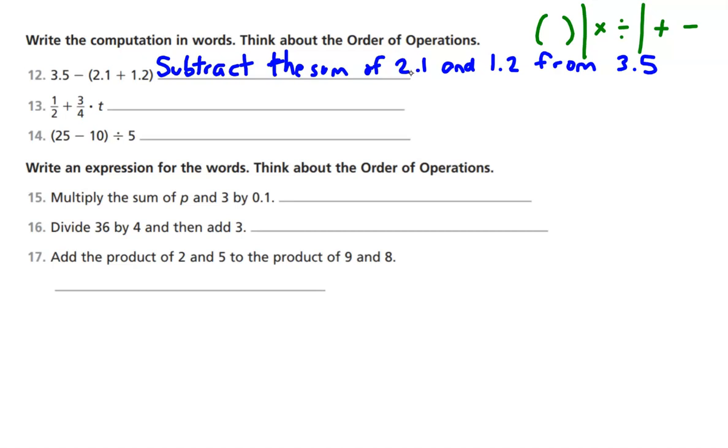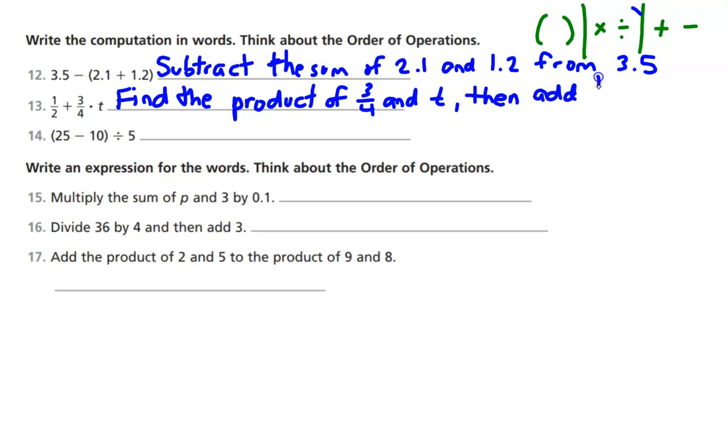Okay, so on number 13, it says 1/2 plus 3/4 times t. Well, this one doesn't have parentheses, so instead we need to use our knowledge of order of operations. The first thing I see is addition, but the next one is multiplication, and my order of operations tells me that I need to multiply and divide before I add and subtract. So I'm eventually going to add 1/2, but I can say here I'm going to find the product of 3/4 and t, then add 1/2. Find the product of 3/4 and t, then add 1/2.